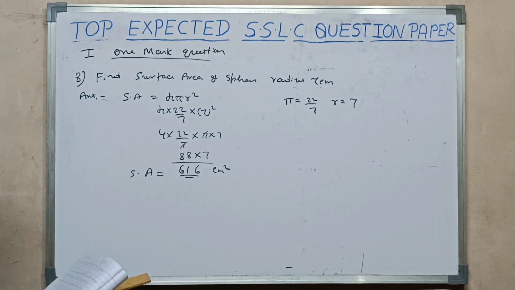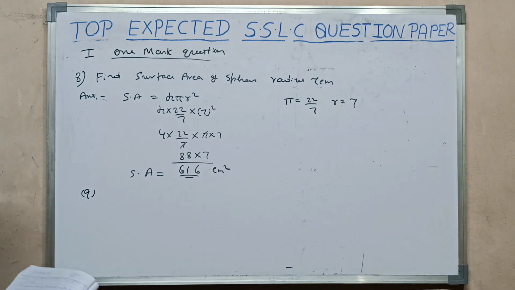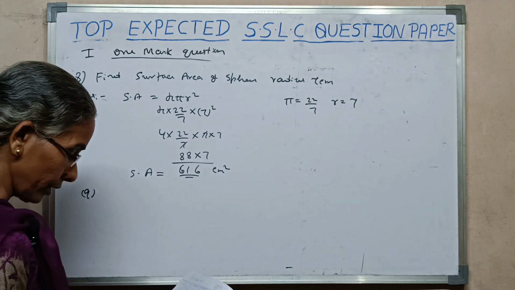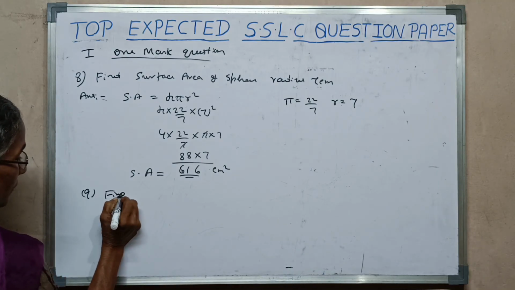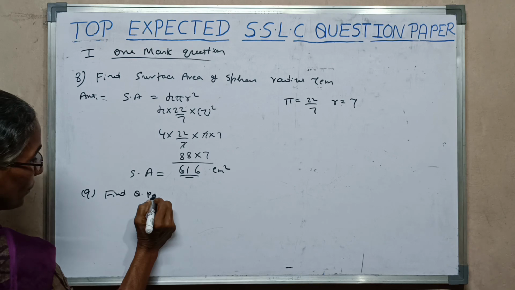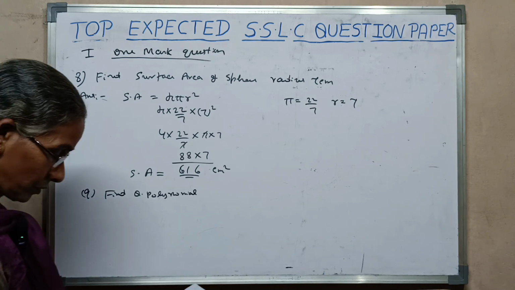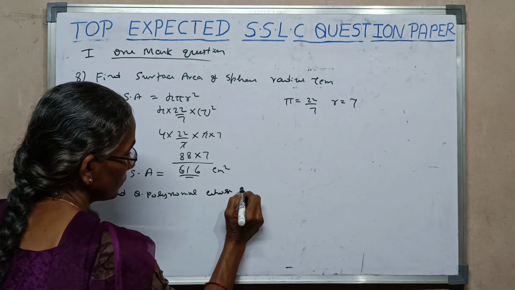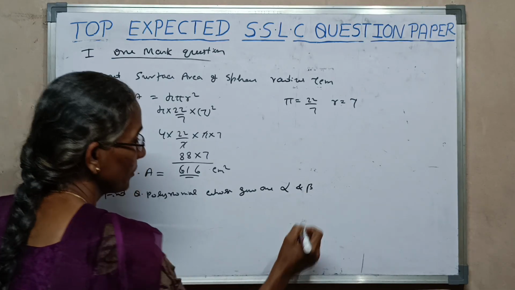Next, 9th question. Find quadratic polynomial whose zeros are alpha and beta. Zeros are alpha and beta.